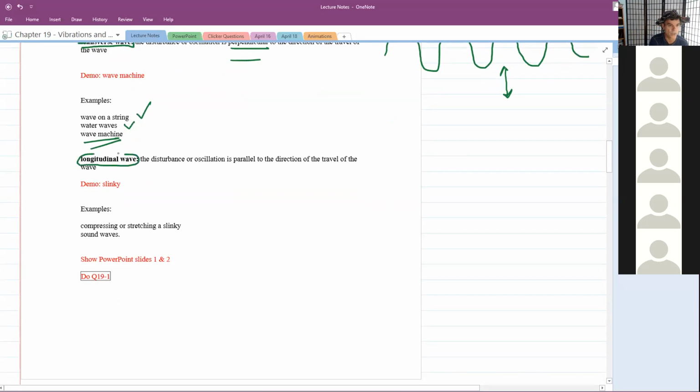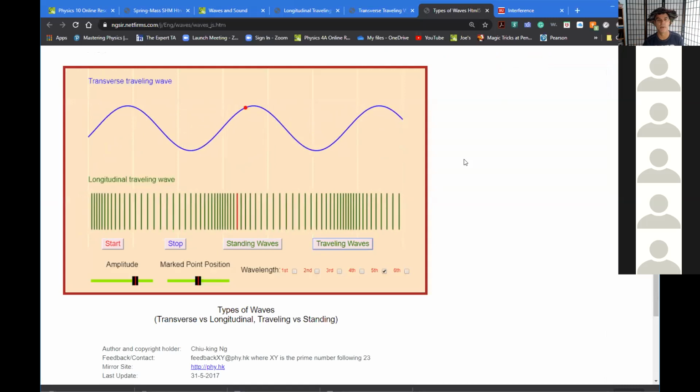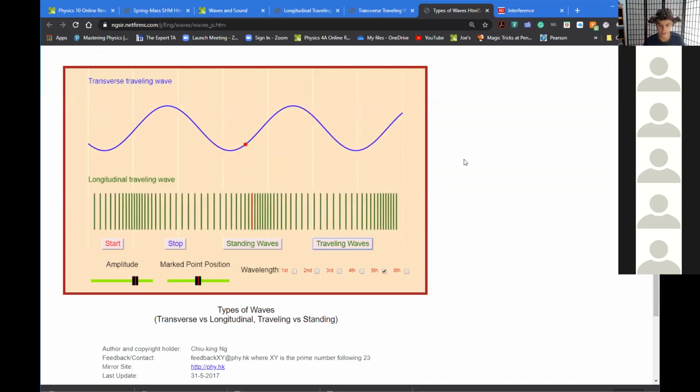is one in which the disturbance is along the same direction or parallel to the direction of travel of the wave. So again, one more time, the two types of waves are transverse wave, which you see up at the top. The wave is traveling to the right. Any part of the string is just oscillating up and down.